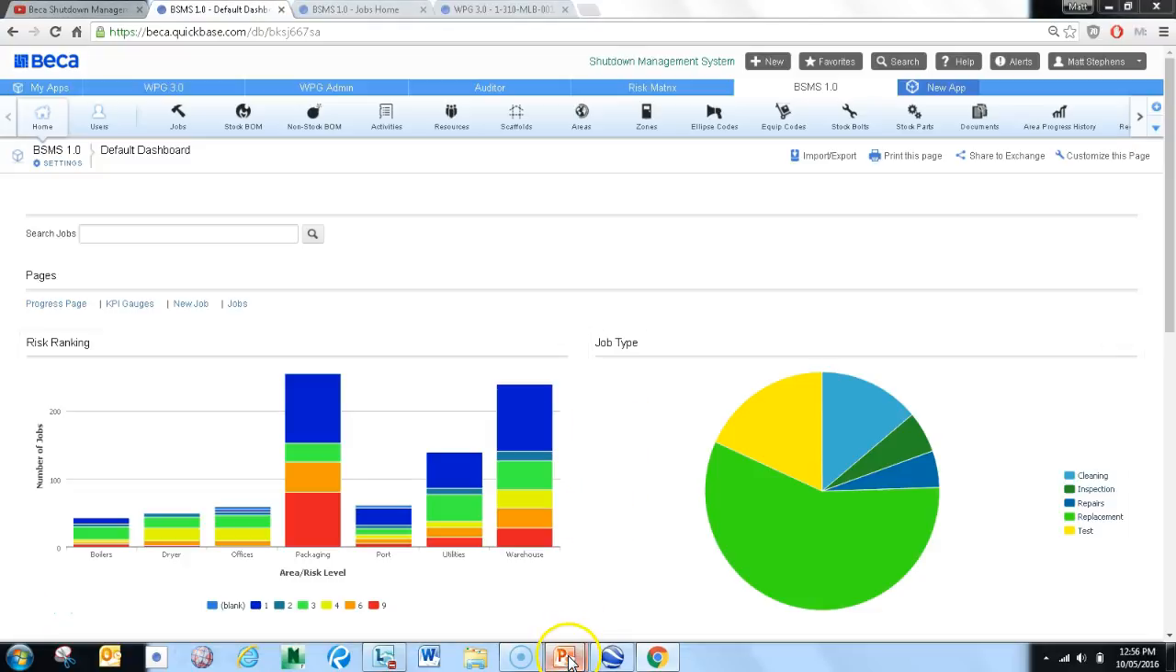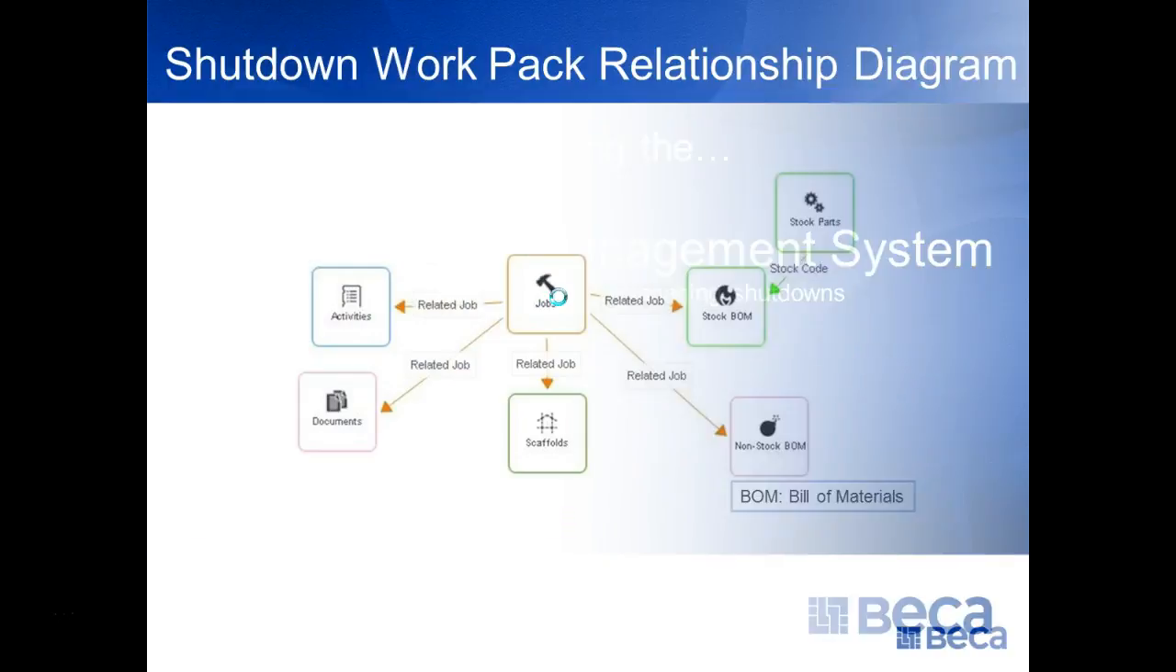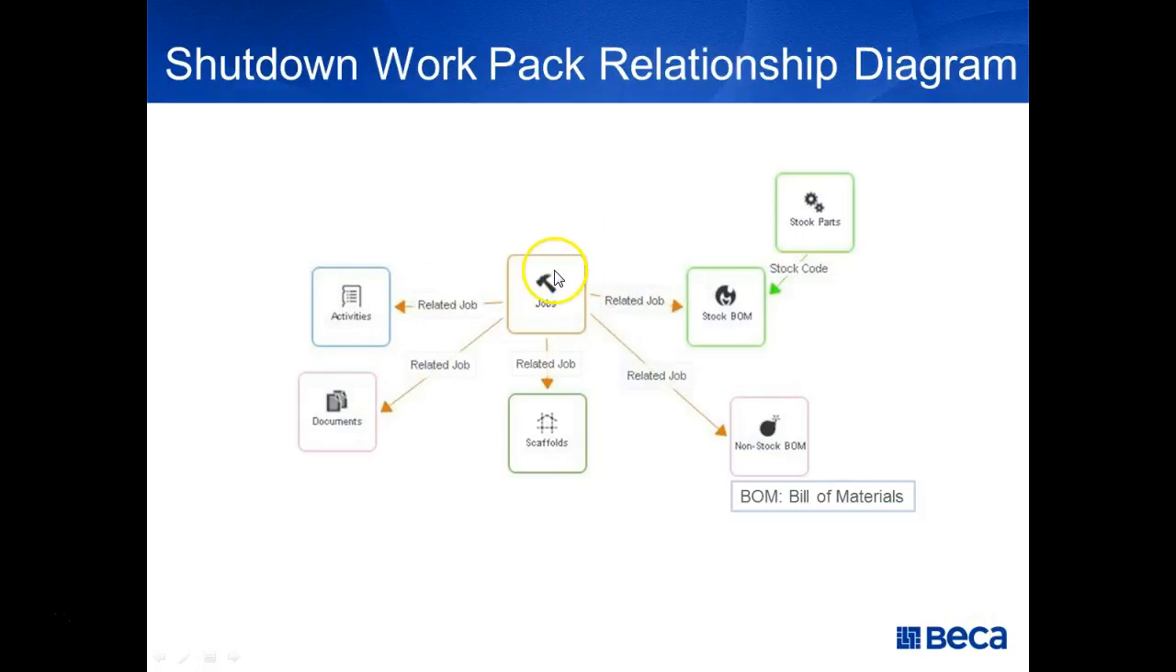So to give you a bit of an introduction, we use the shutdown management system as our online database for managing shutdowns. For us, a shutdown usually contains hundreds, perhaps thousands of individual jobs. Each one of these jobs might be as simple as changing a valve, cleaning a tank, or changing a pump or the like. Each job has a bunch of activities required to carry out the job, with each activity requiring various resources and a duration.